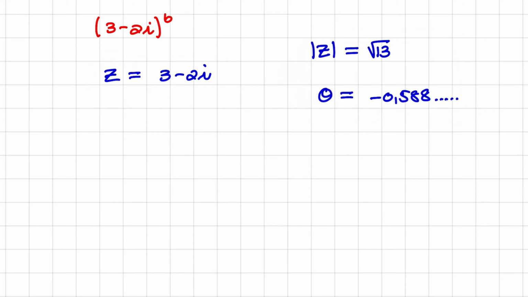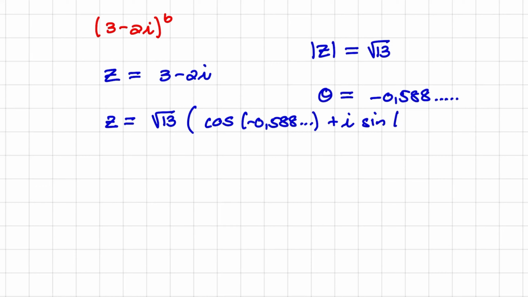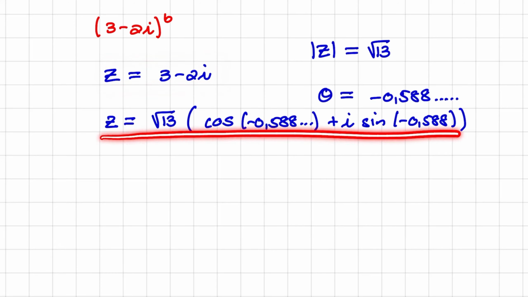So that means that z would be equal to the modulus, which is the square root of 13, times (cos of the argument, which is negative 0.588, plus i sine negative 0.588). So now we have rewritten the complex number in its modulus argument form.